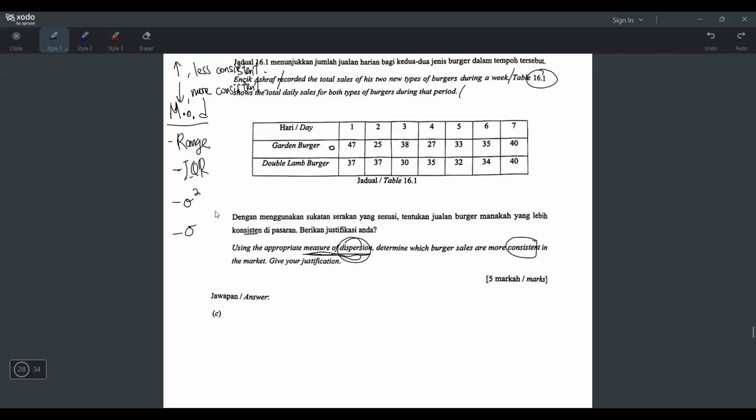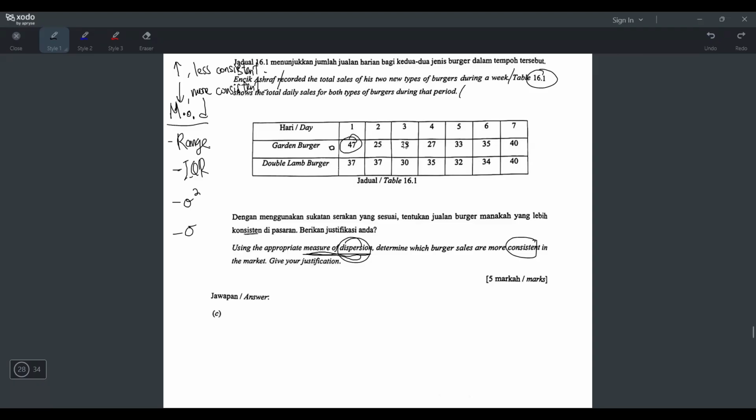Then it becomes less consistent. Understand? Alright, so out of these 4, which measure of dispersion can you use to calculate which one is more consistent? Okay, I will tell you now. Range is the easiest one to calculate because you just take the maximum minus the minimum.